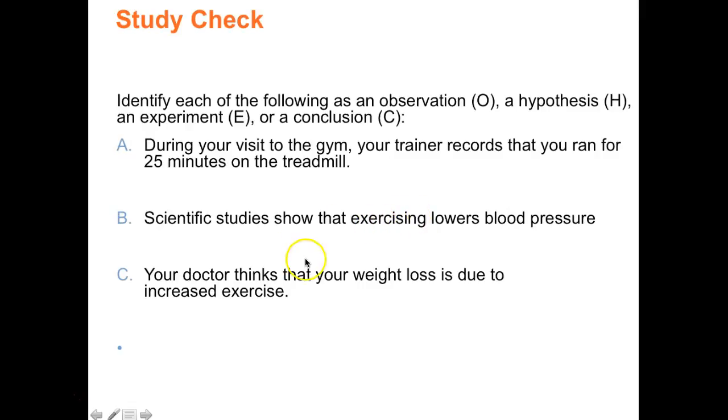All right. Your doctor thinks that your weight loss is due to increased exercise. Now, weight loss is dependent on a lot of factors. It could be exercise, of course, but diet changes and so on, lifestyle changes. So when the doctor presumes that it was just exercise that led to weight loss, he's making a hypothesis, which he would then have to prove conclusively that it was just exercise that led to your weight loss. Okay, so that's a hypothesis.